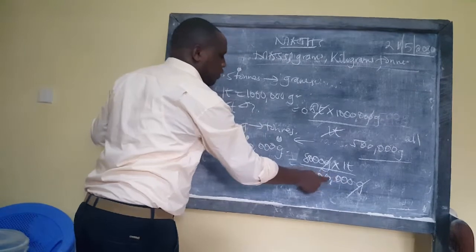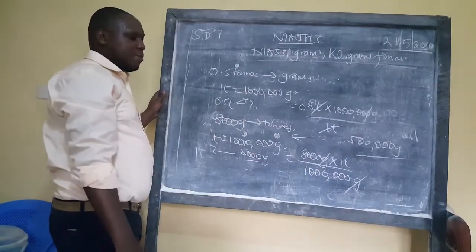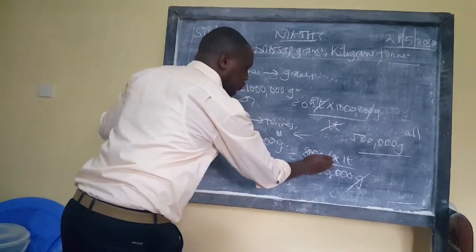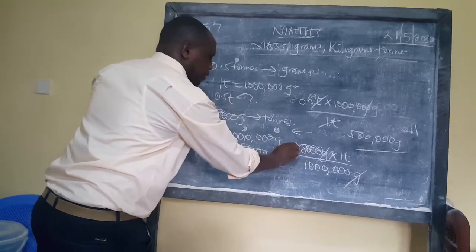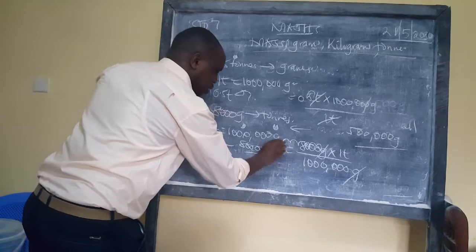1, 2, 3, 4, 5, 6. Six times equals the number of zeros. So we are going to begin here and move 6 times. 1, 2, 3, 4, 5, 6. It's going to land there. You add a 0 there.